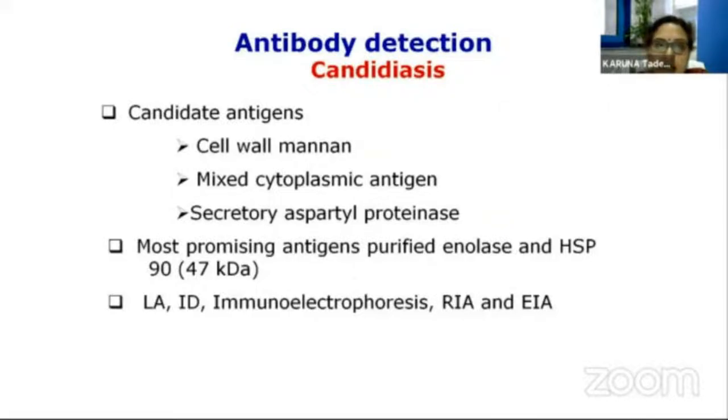Antibody detection in candidiasis: the candida antigens include the cell wall mannan, mixed cytoplasmic antigen, and SAP, that is secretory aspartyl proteinase. The most promising antigens purified were enolase and HSP. Latex agglutination, immunodiffusion, immunoelectrophoresis, radioimmunoassay, and enzyme immunoassay were the techniques suggested, and they are still under process for candidiasis.